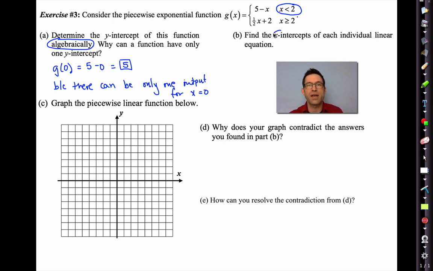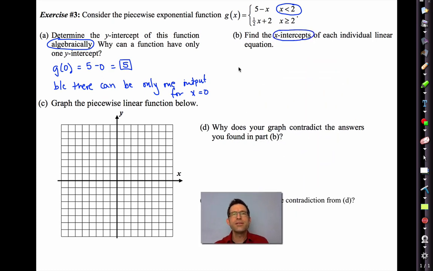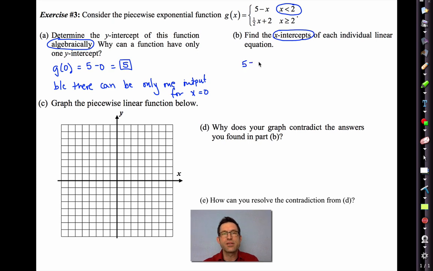Now letter B, find the x-intercepts of each individual linear equation. X-intercepts, not y-intercepts, x-intercepts. Well, let's do it. Like for the first equation, to find x-intercepts, remember we always set the function equal to 0.